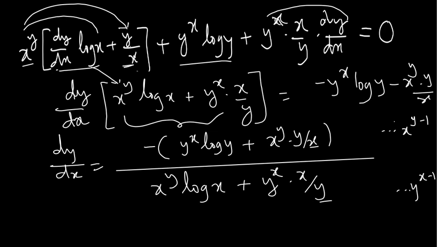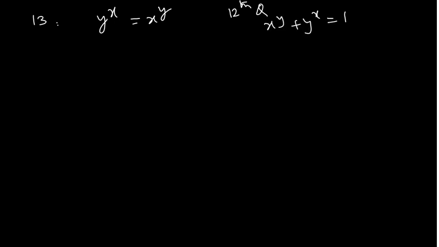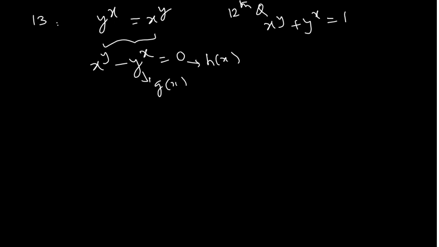Once we understand the 12th question, look at the 13th question: it's y to the power of x equal to x to the power of y. It's simple, we can take it straight away from here. What this means is, the previous question, the 12th, was x to the power of y plus y to the power of x equal to 1. Now this question can be written as x to the power of y minus y to the power of x equal to 0. Correct? You took all the things to one side, this is what it is. So this becomes h of x, this becomes your g of x, this becomes your f of x.